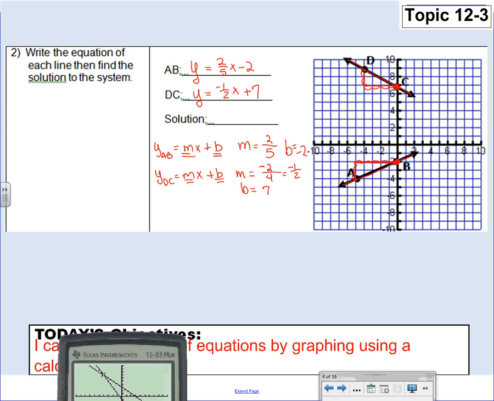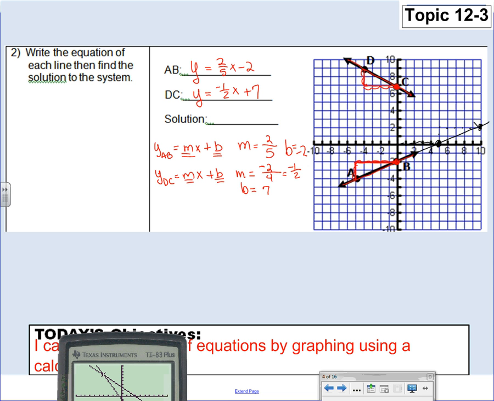Let's use our graph to see if we can come up with the solution. For AB, if I continue to follow the pattern of the slope of 2/5, I can continue to draw my line. So from B, we're going to go up 2 and to the right 5. 1, 2, 3, 4, 5. We got a point. Up 2 to the right 5. 1, 2, 3, 4, 5. We got a point. And we can extend this line.